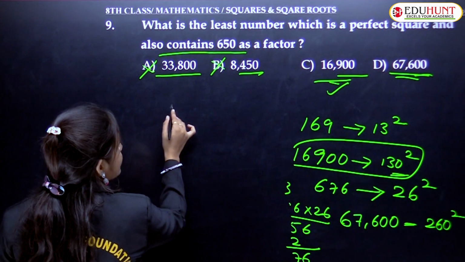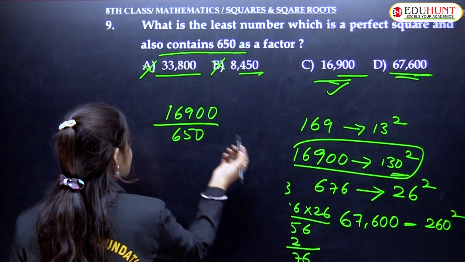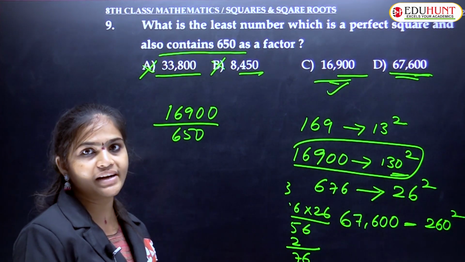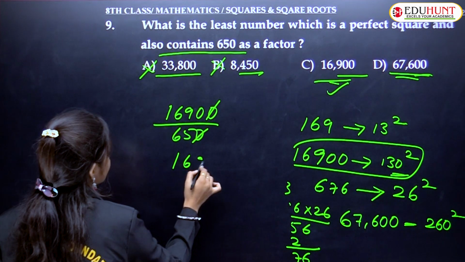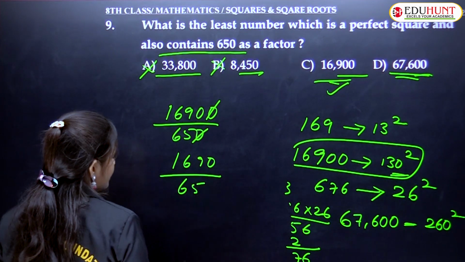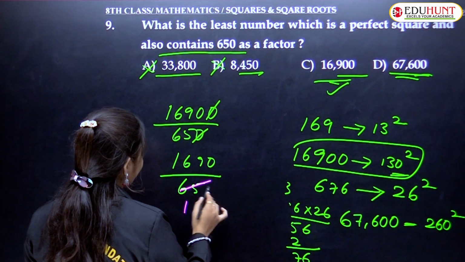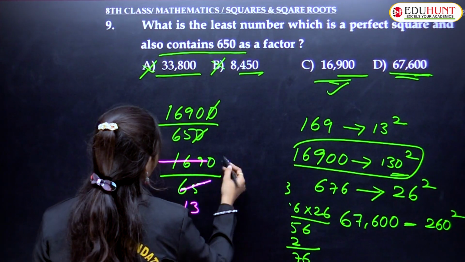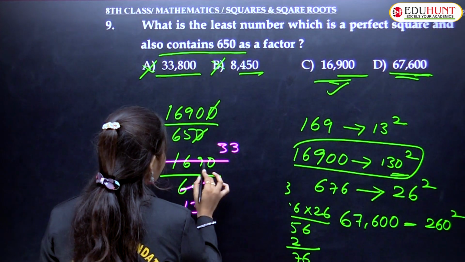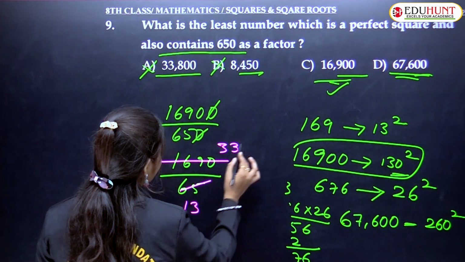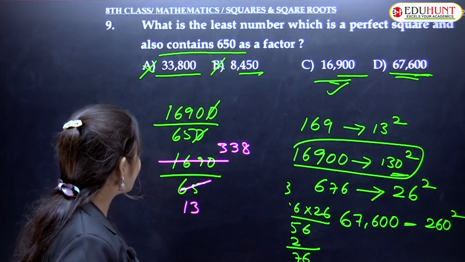Okay, so what is the first number? 16,900 divided by 650. It is a factor means that the number should be exactly divisible by 650. So the 0 and 0 get cancelled. Now here 1690 by 65. So cancel by 5. 5 ones are 5, 5 threes are 15, 5 thirteens are 65. 5 threes are 15, 5 eights are 40, 338. So any other cancellations?